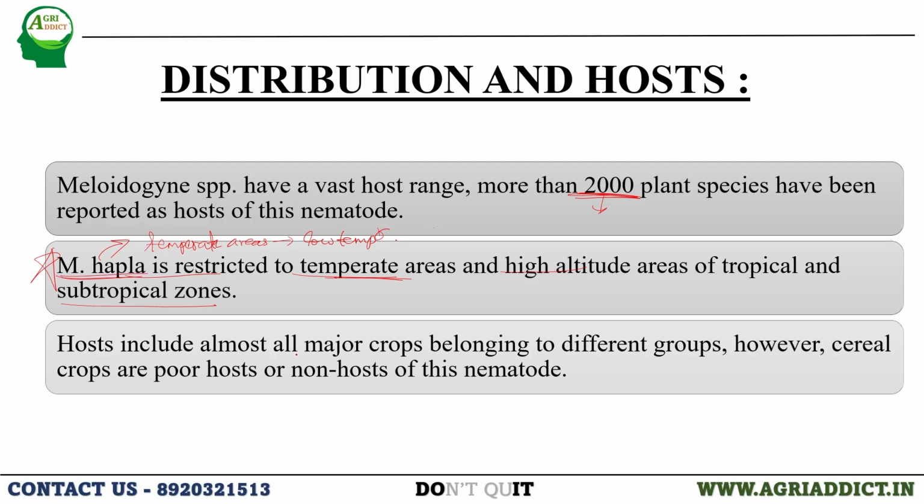Hosts include almost all major crops belonging to different groups like vegetables, fruits, ornamental plants and fibers. However, cereal crops are poor hosts or non-hosts of this type of nematode. Here the cereal crops act as poor hosts for the nematode attack.